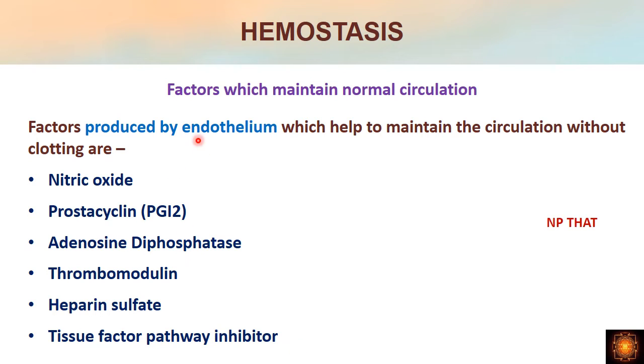We will see now how all these factors act, but just to remember them easily, there is a small word, NPTHAT. If you remember these letters, you can remember all the factors. N stands for nitric oxide, P for prostacyclin, T for thrombomodulin, H is for heparin sulfate, A is for adenosine diphosphatase, and T is for tissue factor pathway inhibitor. So these are all the factors which are produced by the endothelium.